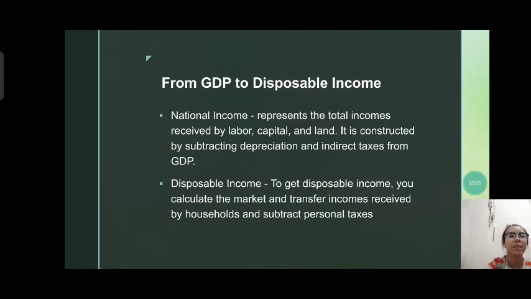From GDP to disposable income. National income represents the total incomes received by labor, capital, and land. It is constructed by subtracting depreciation and indirect taxes from gross domestic product. Next is disposable income. To get disposable income, you calculate the market and transfer incomes received by households and subtract personal taxes.